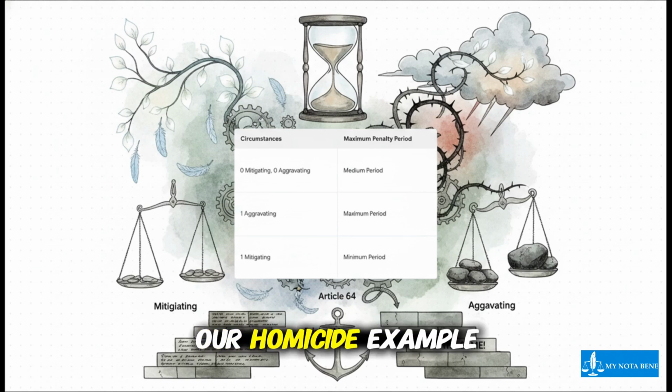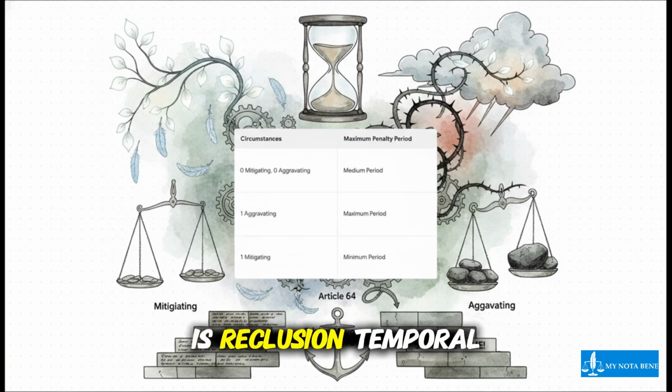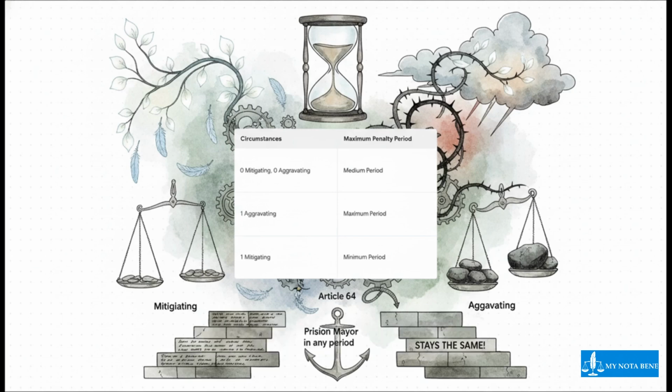So back to our homicide example. If there's 1 aggravating circumstance, the maximum penalty is reclusion temporal in its maximum period. But what about the minimum penalty? It stays exactly the same. It is still 1 full degree lower, prision mayor in any period.